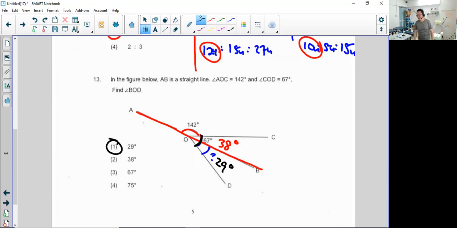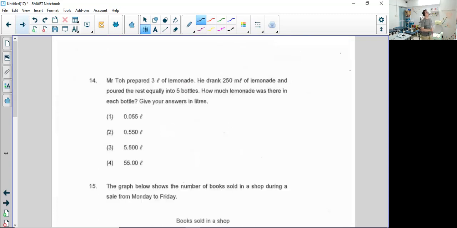Okay, let's go to the next one, question number 14. Mr. Stowe prepared 3 liters of lemonade. He drank 250 ml of lemonade and poured the rest equally into 5 bottles. How much lemonade was there in each bottle? Give your answer in liters.